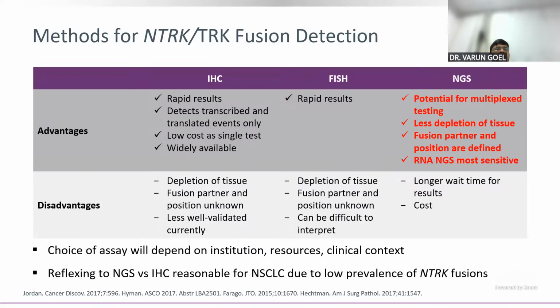Regarding NTRK, IHC gives rapid results. It detects transcribed and translated events only. It is low cost as a single agent, single test, and widely available. FISH also is very rapid. NGS has potential for multiplex testing, less depletion of tissue, fusion partner and position are defined, and NGS is the most sensitive.